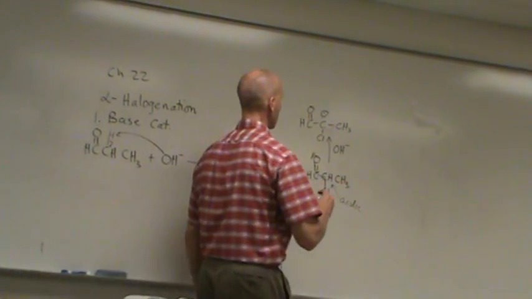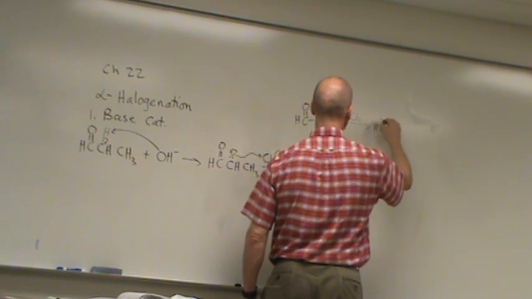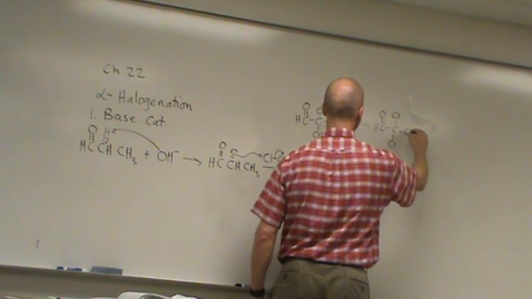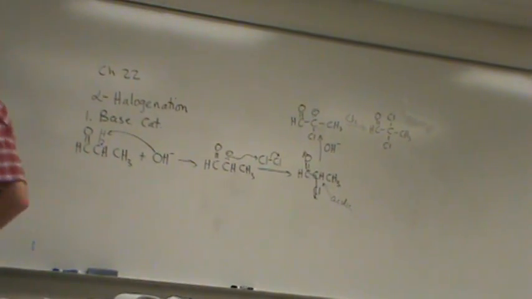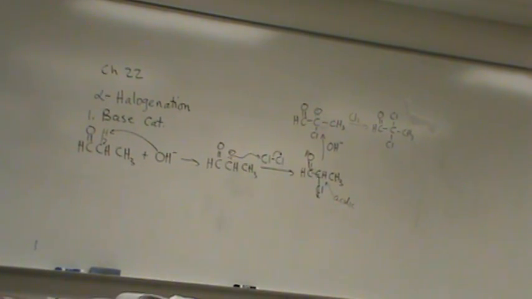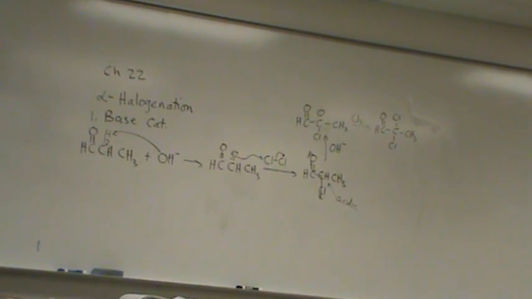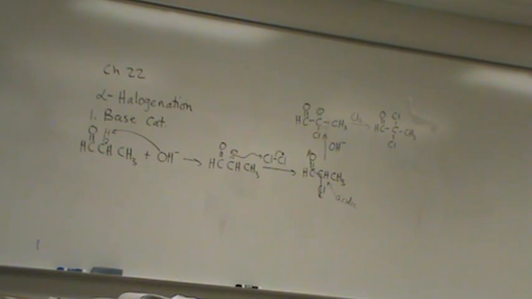So now I can react again, and now get a dihalogenated alpha carbon. All right. Any questions on that? We'll do another example in a second.